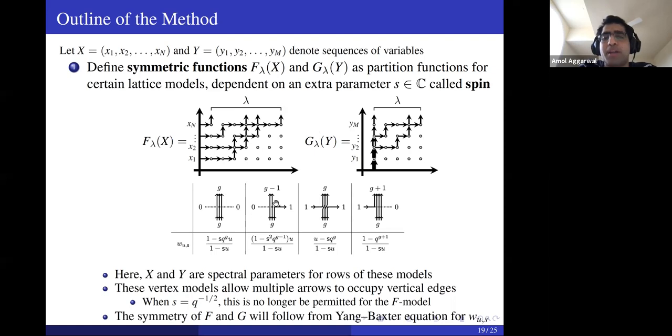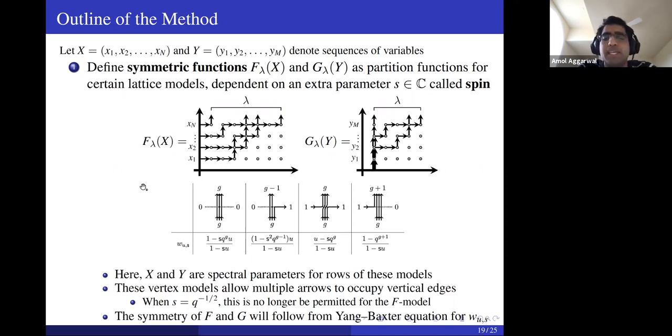I have weights depending on exactly what the arrow configurations are at each vertex, and using this I can define partition functions f lambda of x and g lambda of y. Here x and y are the spectral parameters for the model. They index the rows of the model. And these models, unlike the 6 vertex model, allow multiple arrows to occupy vertical edges. That's actually required for G, due to the boundary conditions. I need a lot of arrows entering through here for G.